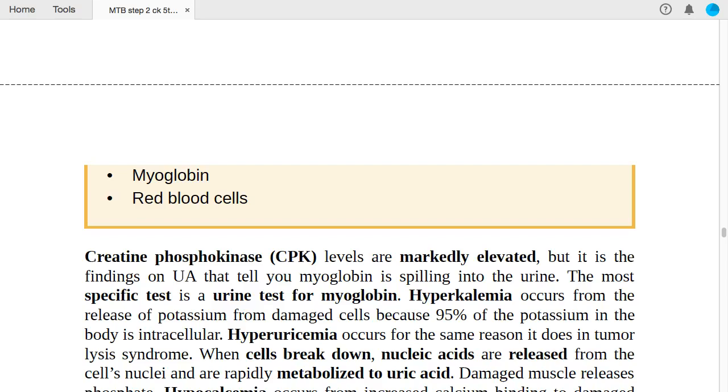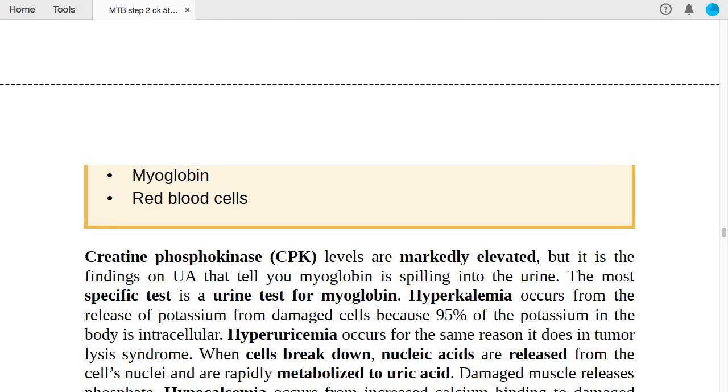Hyperkalemia occurs from the release of potassium from damaged cells, because 95% of the potassium in the body is intracellular. If there are damaged cells, we are going to see more potassium in the blood, and that is hyperkalemia. Hyperuricemia occurs for the same reason. It does in tumor lysis syndrome, most likely with hematological tumors. When cells break down, nucleic acids are released from the cell nuclei and rapidly metabolized into uric acid, and that's why the amount of uric acid is raised, and we are going to see hyperuricemia. So that hyperuricemia can lead to renal injury.